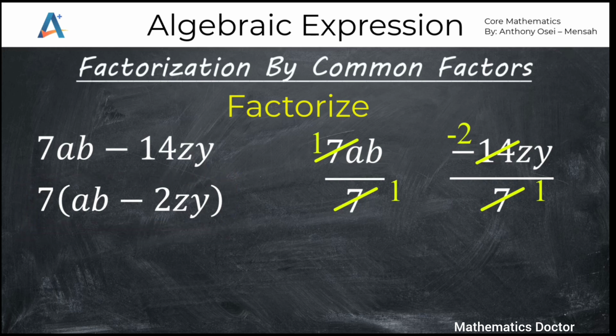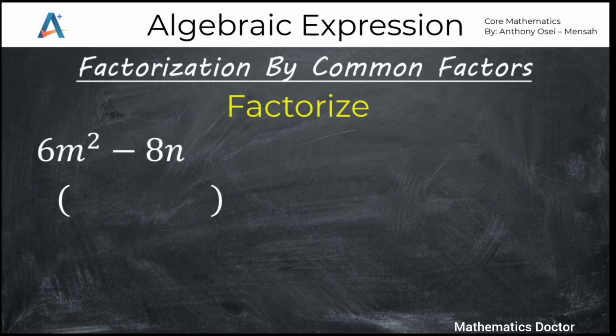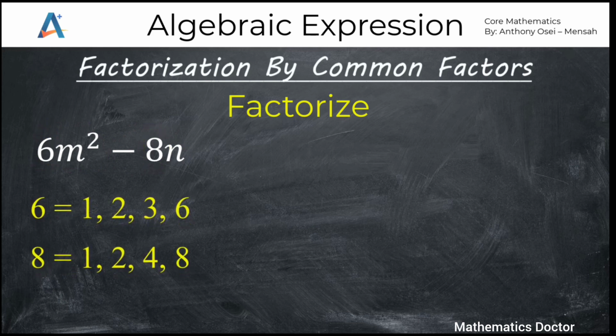Question number 6 says factorize 6m squared minus 8m. The first term is 6m squared and the second term is minus 8m. If you check the number 6 and the number 8, the only common factor that we have, being the highest common factor, will be 2. Why? Because 2 can go into 6 and still 2 can go into 8. Or if you check the common factors for 6, you have 2 in there, and for 8, you have 2. But 2 will be their highest common factor.